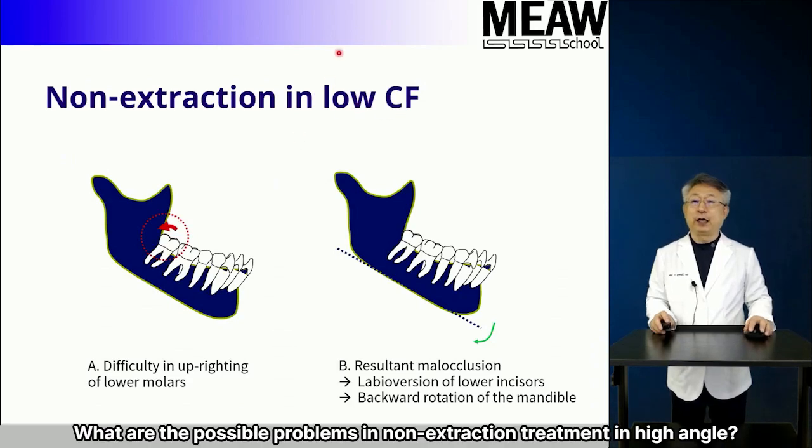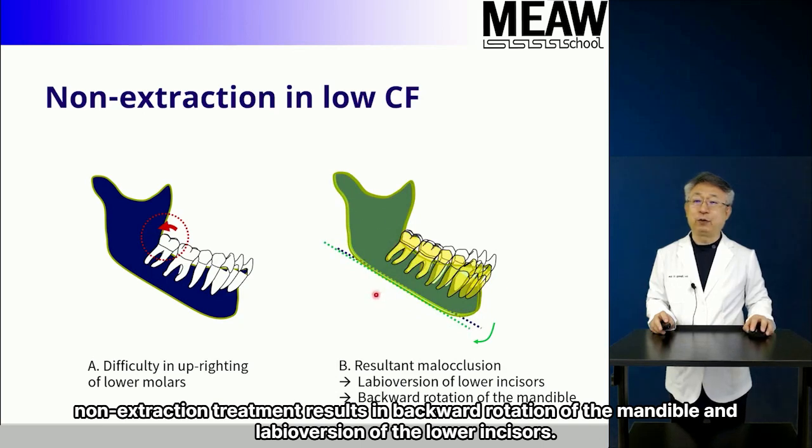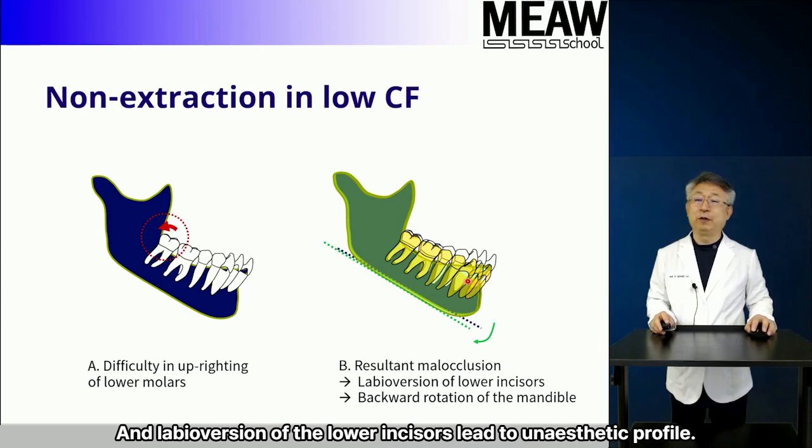What are the possible problems in non-extraction treatment in high angle? When there is not enough posterior available space, the lower molars are uprighted because aesthetics is acceptable. Non-extraction treatment results in backward rotation of the mandible and labioversion of the lower incisors. And labioversion of the lower incisors leads to an unaesthetic profile.